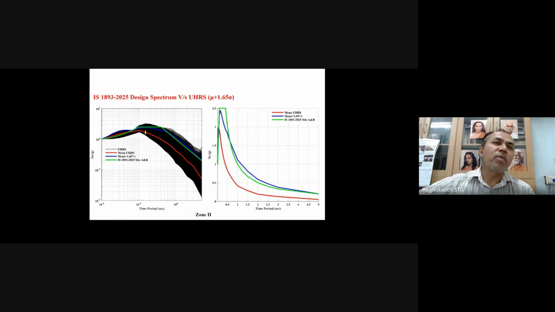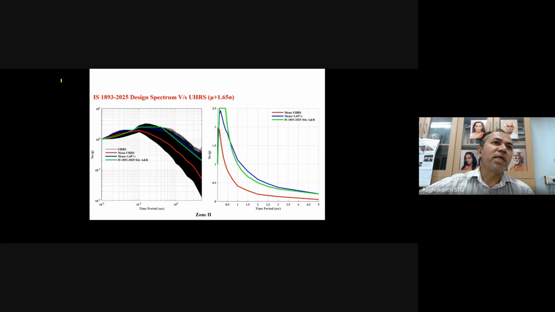So now we wanted to come to the response spectrum. As I already mentioned, we have derived the UHRS, that is the response spectrum for all the grid points, in probabilistic as well as deterministic analysis. But then in the IS code, we wanted to give an easy calculation, that is, only one response spectrum shape will be the same for the entire country, and only the PGA will be different. This was done in the old code, so we wanted to keep this in the new code also.